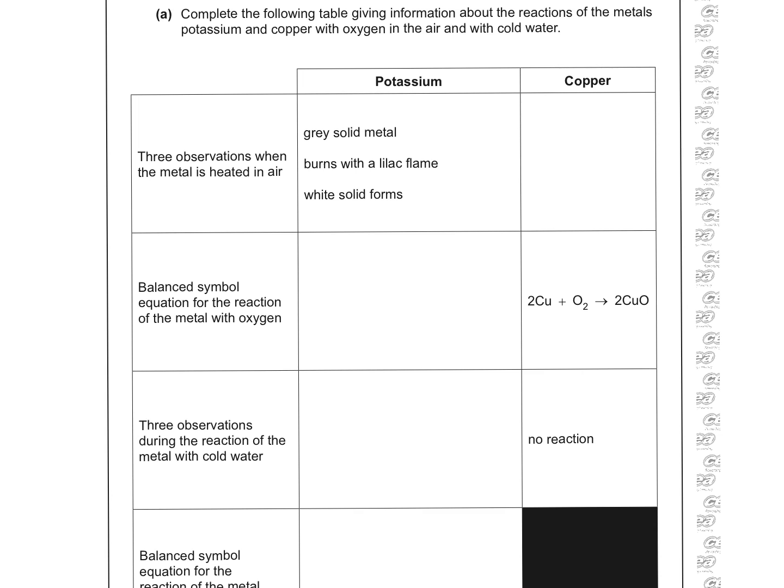So to start off with, then the copper, what is the appearance of the copper metal at the start? Well, copper is a brown solid. You could also say orange solid, orange-brown solid. I'll just stick with brown solid for now.